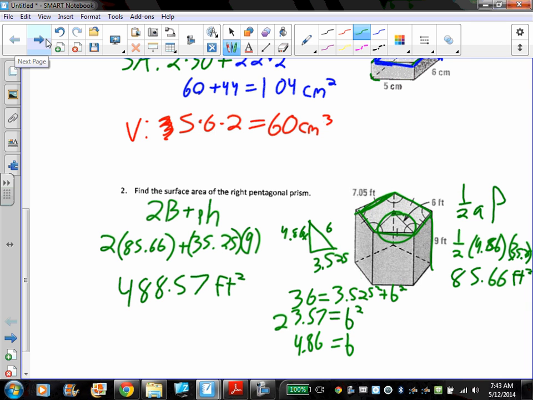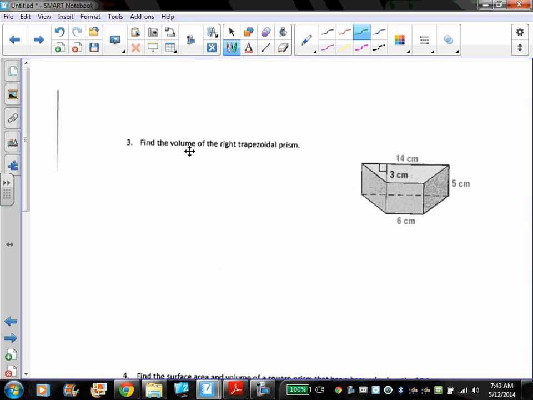So that's that example. We only have to find the surface area on that one. Next, find the volume of the right trapezoidal prism. So we are going to need to know the base area, because that's part of the volume equation, and we'll multiply then by the height of the prism. The height of the prism here is 5 centimeters. Might as well fill that in right now.